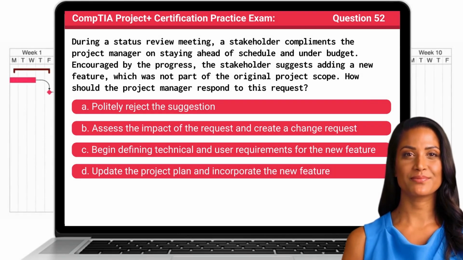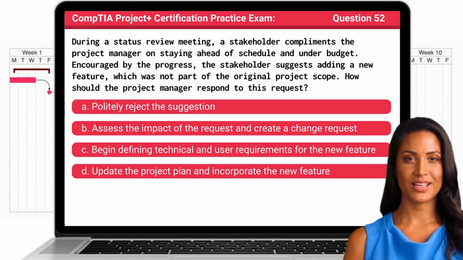Question 52. During a status review meeting, a stakeholder compliments the project manager on staying ahead of schedule and under budget. Encouraged by the progress, the stakeholder suggests adding a new feature which was not part of the original project scope. How should the project manager respond to this request?